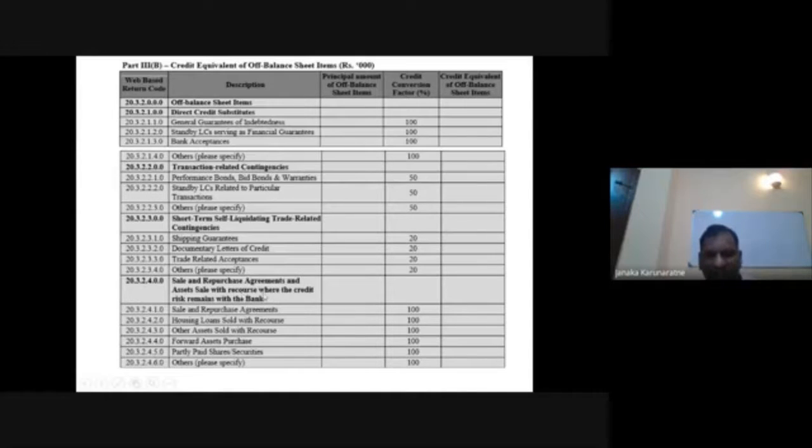So here it is given for every possible item, for example, shipping guarantees. Now, for shipping guarantees the conversion factor is 20%, on which you apply the risk weight. Now this is the conversion factor. This is not the risk weight. Okay, so for each exposure of guarantee, let's say you are given a 500 million shipping guarantee. So your converted on-balance sheet exposure is how much? 500 million multiplied by 20%.